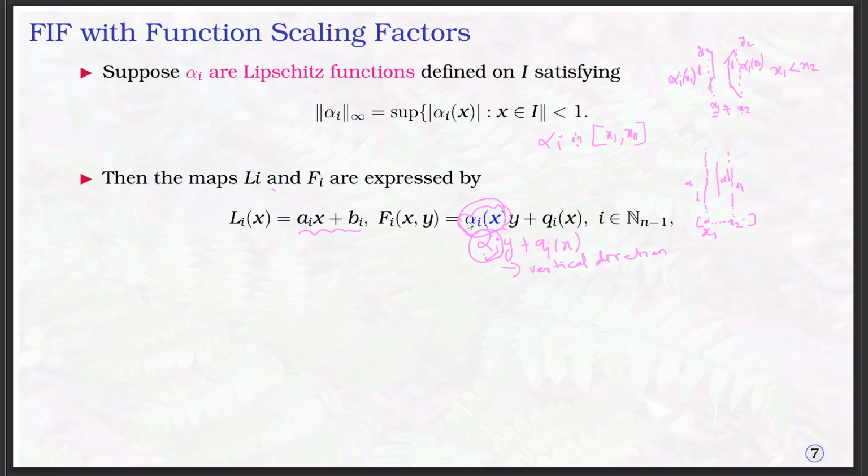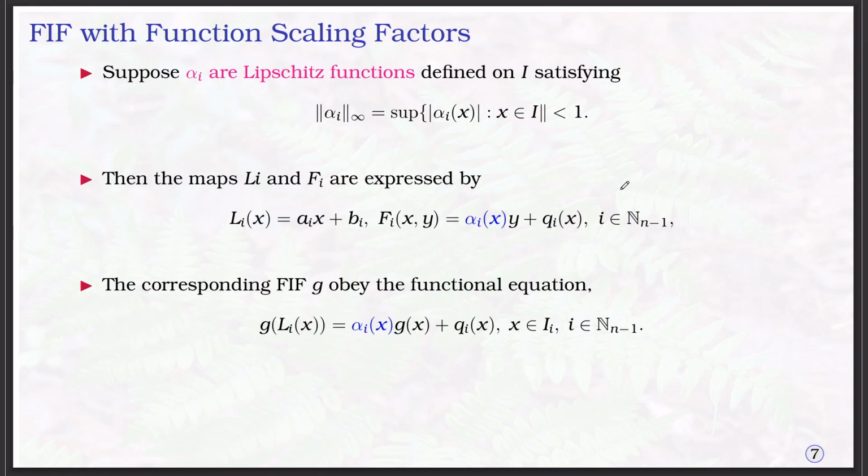So this vertical scaling factor acts according to the point x, whereas here, whatever point you take from this interval to this interval, this alpha is constant. Throughout this interval, we take alpha I as a constant. So this is the difference between this scaling and this scaling. Therefore we can call this a constant vertical scaling factor, and this is the functional or variable vertical scaling factor.